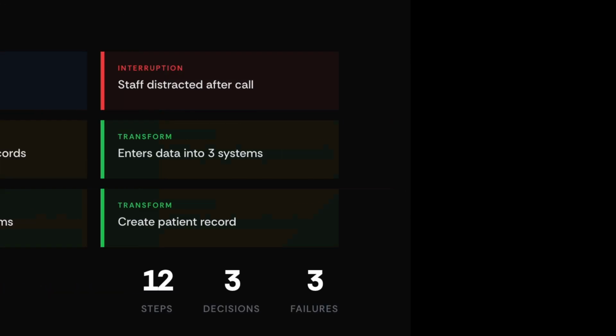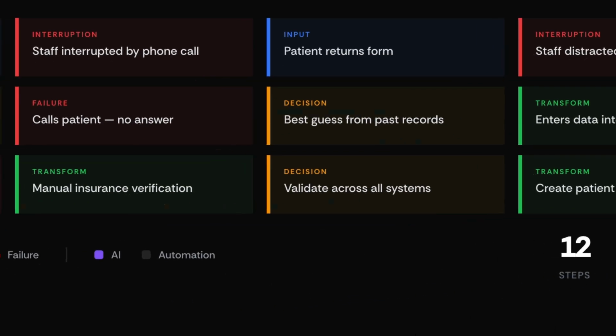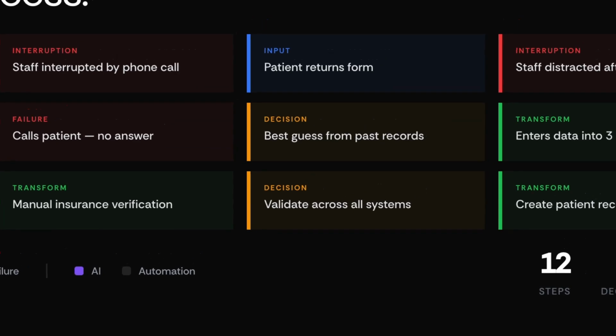They enter the data into the 3 different systems because they don't yet have a sync in between them. They discovered that the insurance information doesn't match between the 3 systems, so they have to manually verify with the insurance portal. They then create a patient record. This is what you're automating, not the fantasy of 4 steps. You want to understand the real process so that you can build those edge cases into your automation.